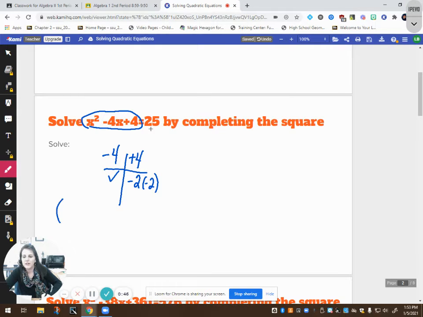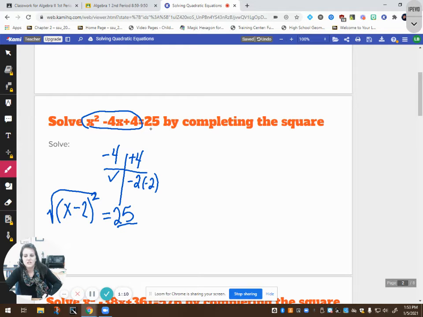So I'm going to rewrite this as x minus 2. I could write times x minus 2 again, but rather than write it twice, I'm just going to write x minus 2, this quantity squared, is equal to 25. So we have rewritten this as a perfect square. This is some number squared, and we see that this over here is a perfect square.